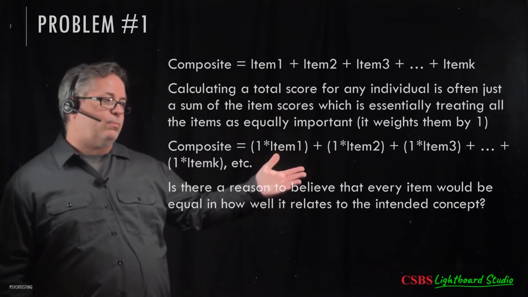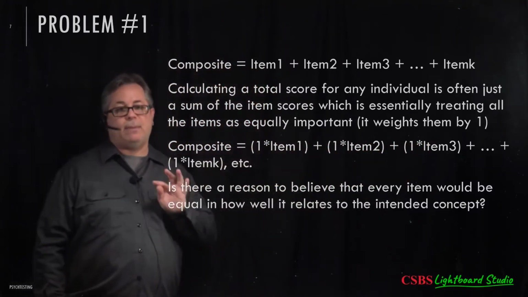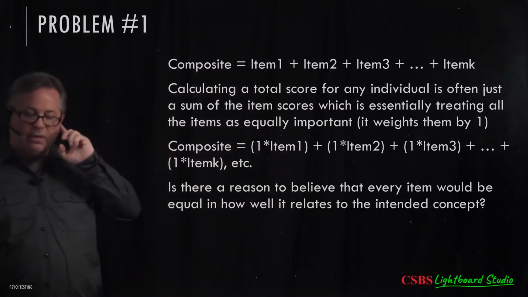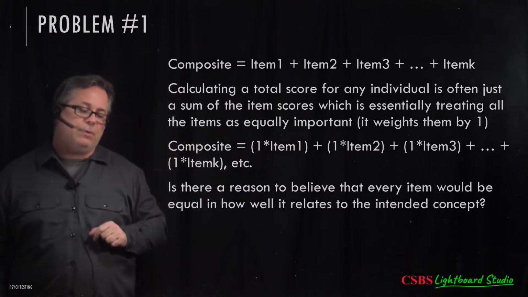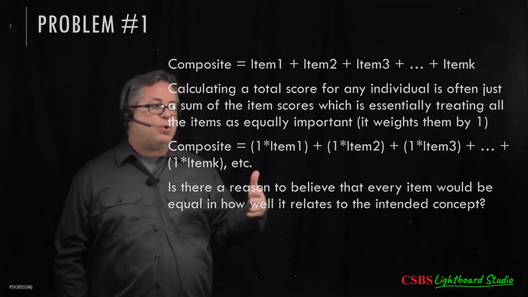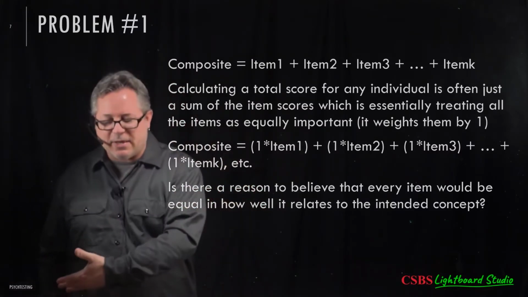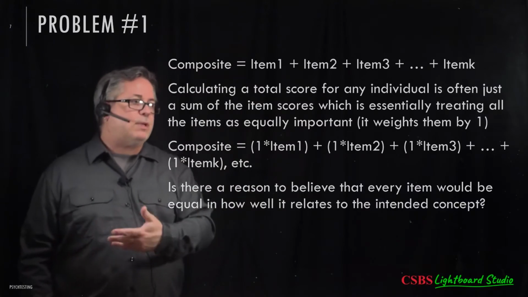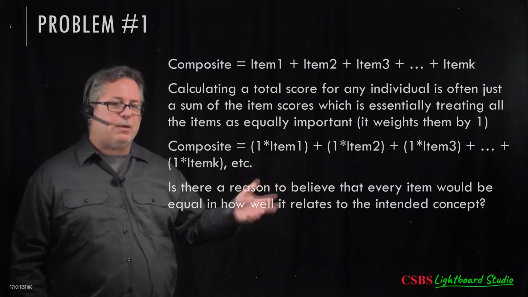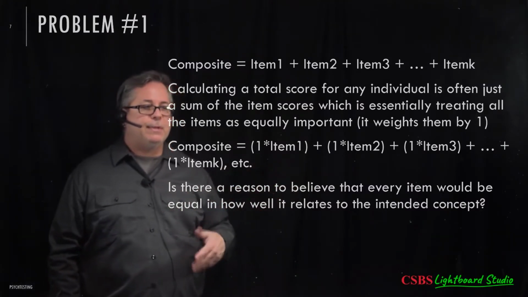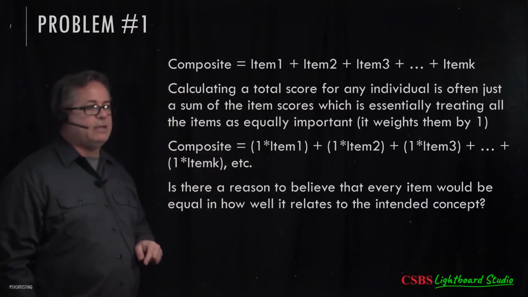I'm just pretending that every single item is equally important. And by important, I mean equally discriminating. That they all relate to the composite, the total, in the same way. And you're like, wait a minute, we just talked about how that's not true. We just talked about how different items are more or less discriminating. So why then do we just add up items and make a composite and ignore that fact? Is there a reason to believe that every item should be equal in how well it relates to the intended concept?